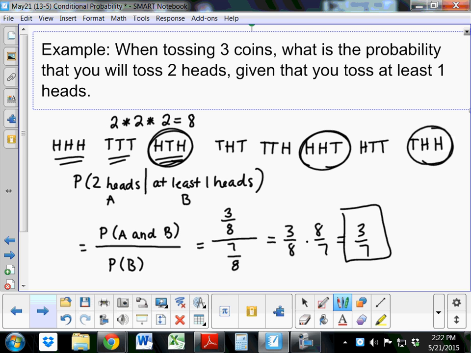The hardest part, I think, is figuring out your sample space and figuring out which pieces of your sample space you're looking at. Questions on that?